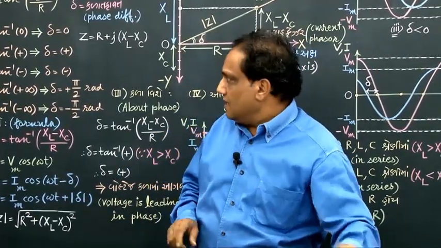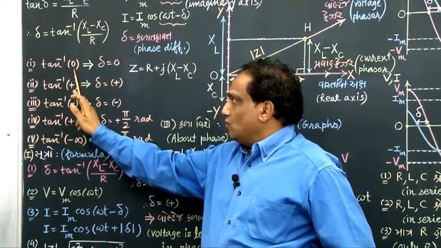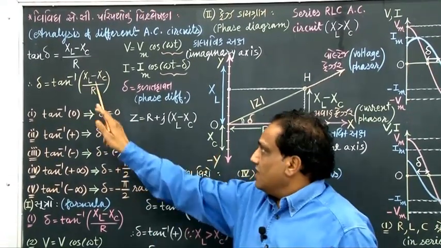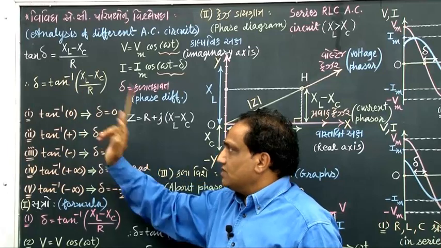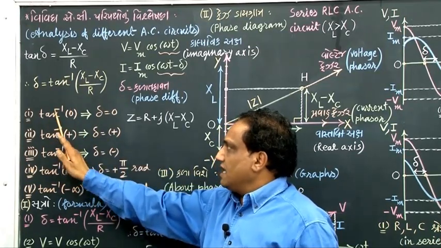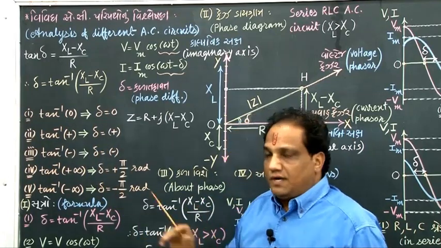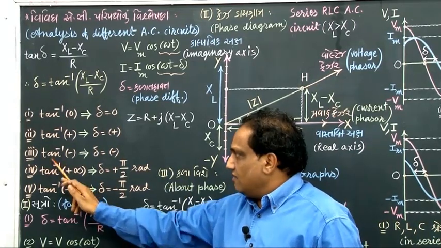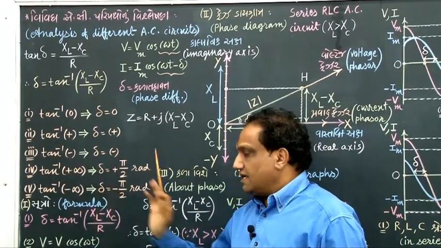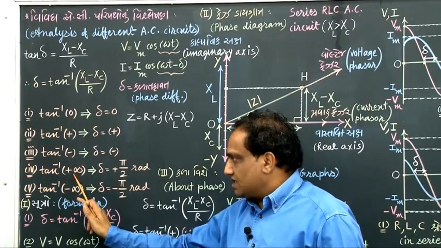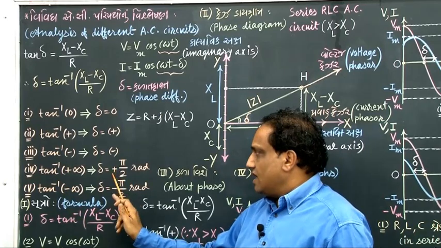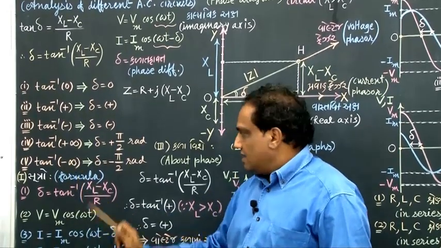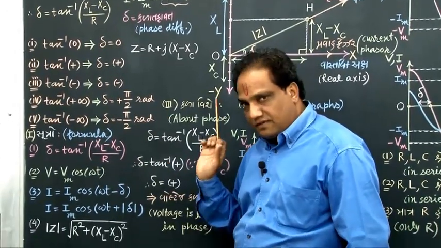I am showing you. Suppose this part is 0. How it is 0, I will show you. If this part is 0, then tan inverse of 0, delta is 0. Tan inverse of a positive number, delta is positive. Tan inverse of a negative number, delta is negative. Tan inverse of plus infinity, delta is plus pi by 2 radian. Tan inverse of minus infinity, delta is minus pi by 2 radian.